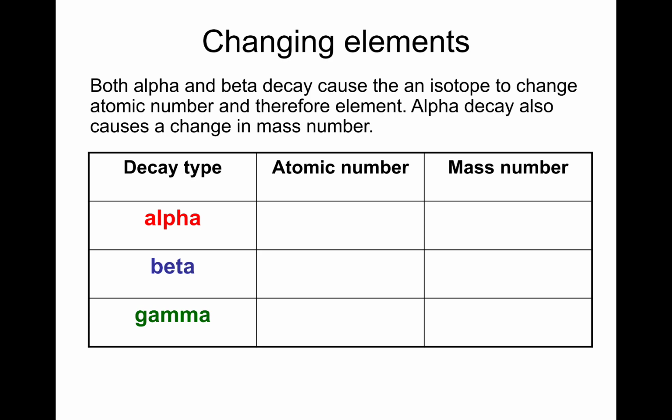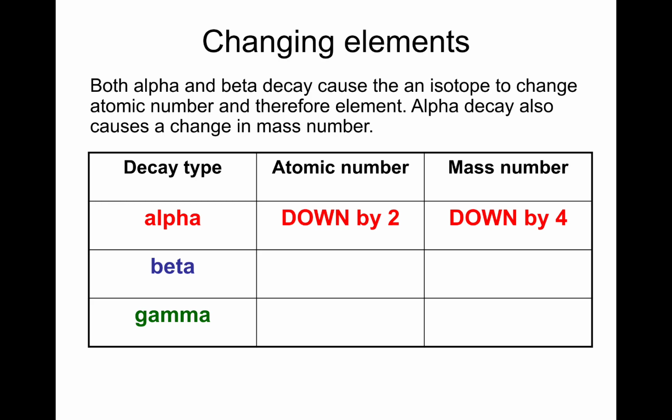So decay type alpha. What happens to the atomic number? Atomic number will go down by 2, and the mass number after alpha decay will go down by 4. Remember that an alpha particle is 2 protons and 2 neutrons, so it has a mass of 4 and an atomic number or proton number of 2.